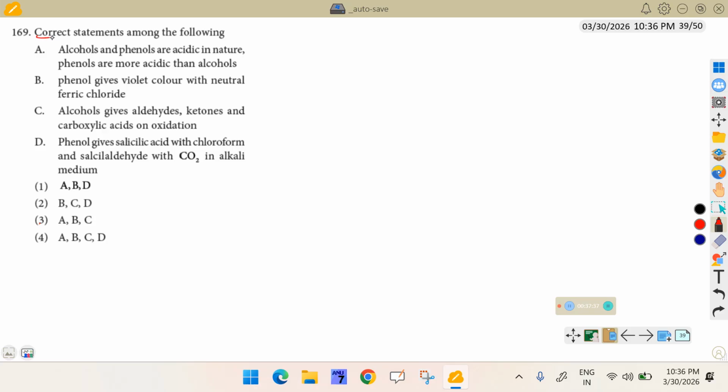Correct statements among the following. Alcohols and phenols are acidic in nature. Phenols are more acidic than alcohols because resonance is possible in phenols. Phenols give a violet color with neutral ferric chloride. Yes, phenols give the neutral FeCl3 test. Alcohol gives aldehydes, ketones and carboxylic acids on oxidation. Correct. Phenol gives salicylic acid with chloroform. No, wrong. Phenol gives salicylic acid with carbon dioxide. So A, B, C are correct.